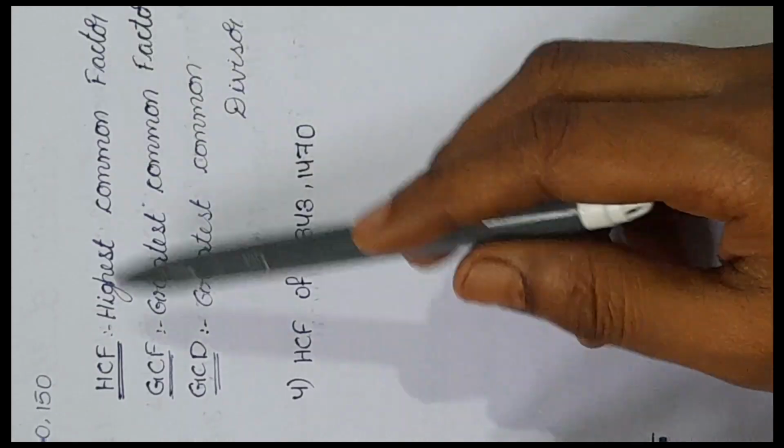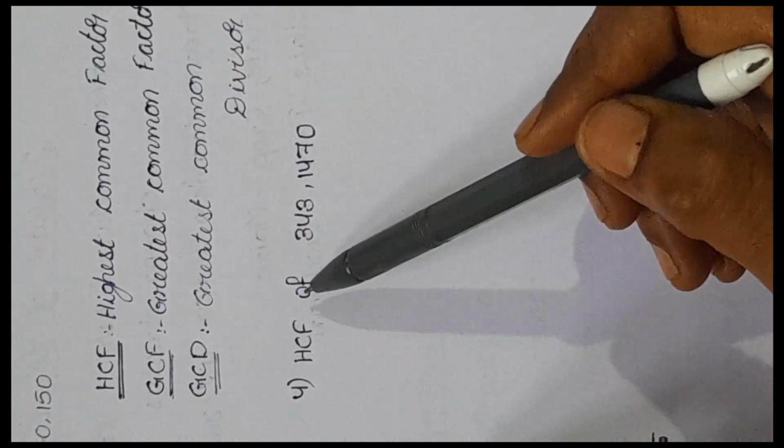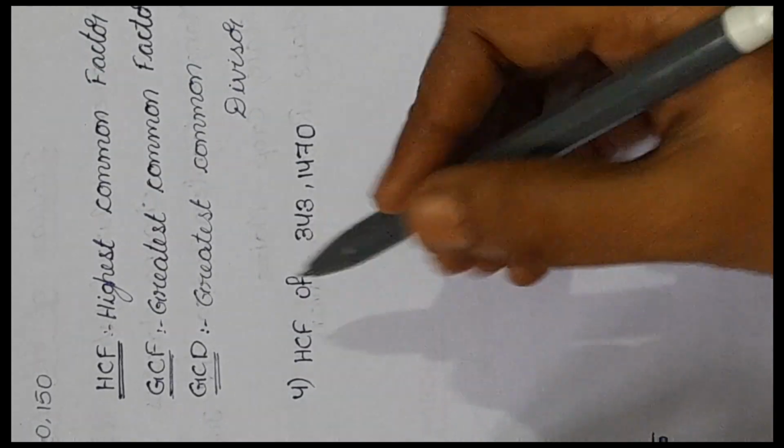HCF, highest common factor. It is also called GCF or GCD. Greatest common factor, greatest common divisor. Let us see an example. HCF of 343 and 1470.